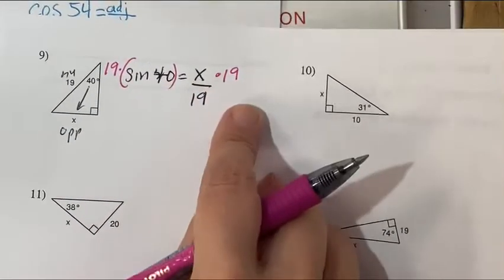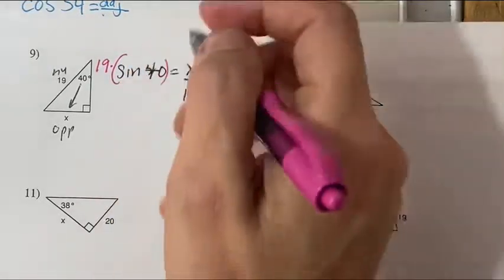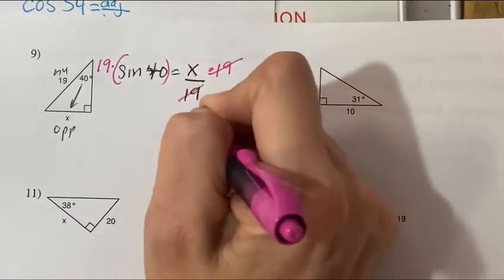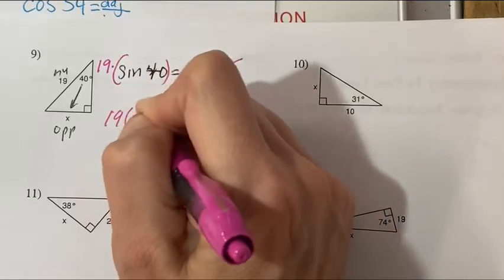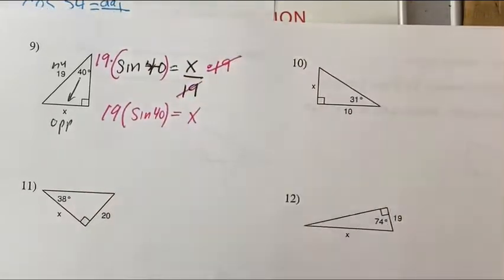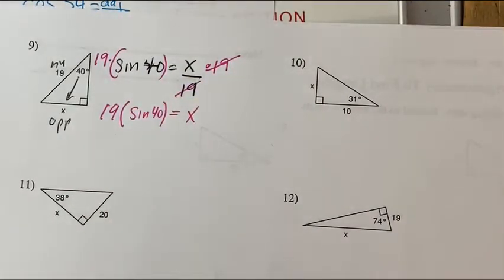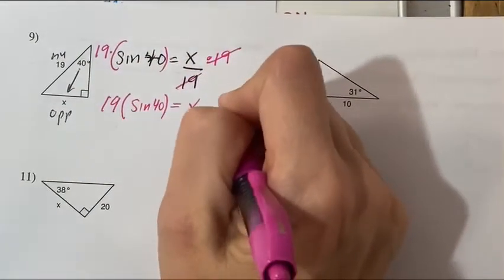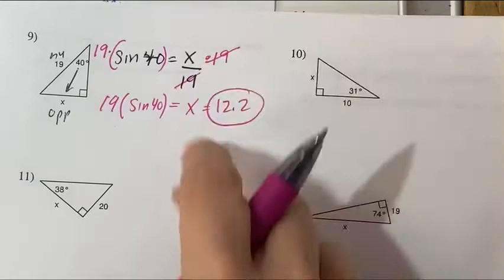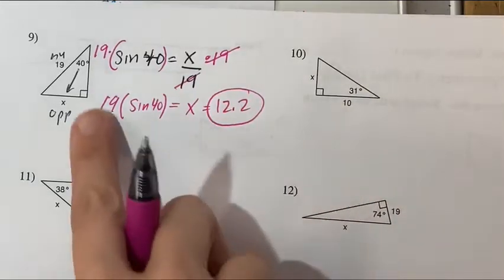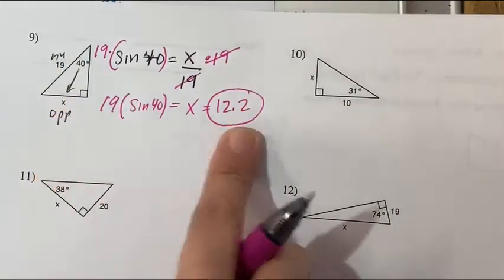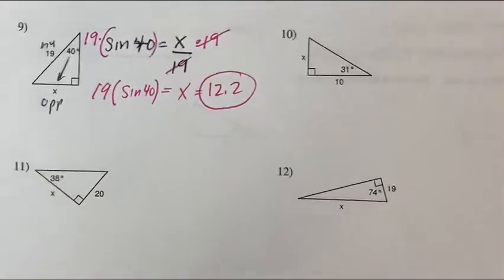We picked sine of 40 equals x over 17, and now we notice this cancels, so we got x is equal to 19 times the sine of 40. Okay, so 19 times 40 sine, enter. And if the hypotenuse is 19, that's a little smaller, that's looking good.